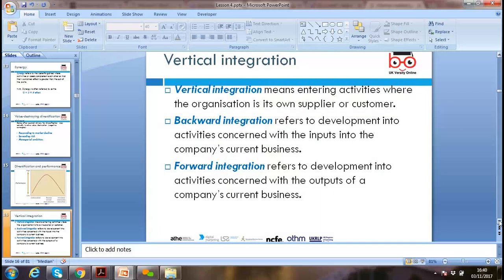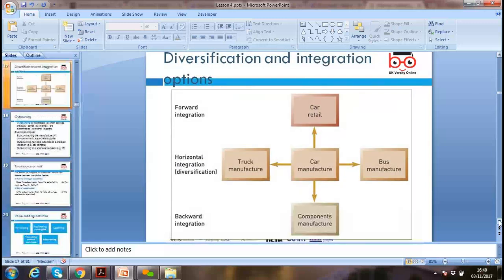Sometimes diversification could be vertical integration. Integration means an activity where the organization is its own supplier of the goods or its own customer. We are entering an activity where the organization is its own supplier or customer, offering them something new. Backward integration refers to development into activities concerned with the inputs into the company's current business. Forward integration refers to development into activities concerned with the output of the company's current business.